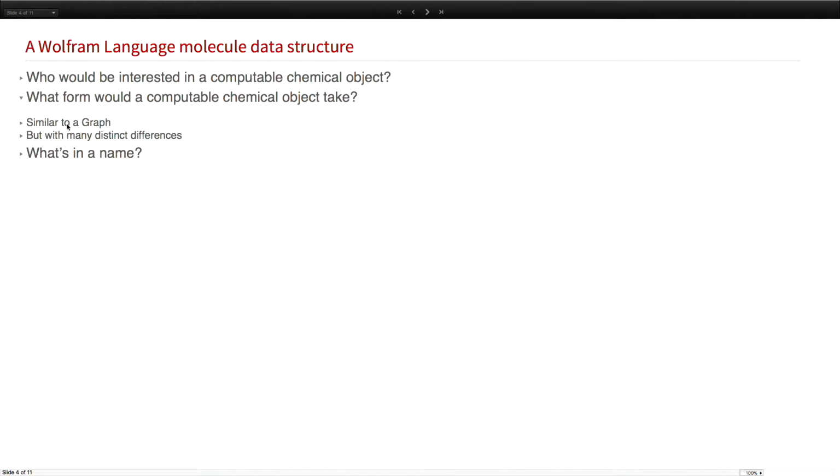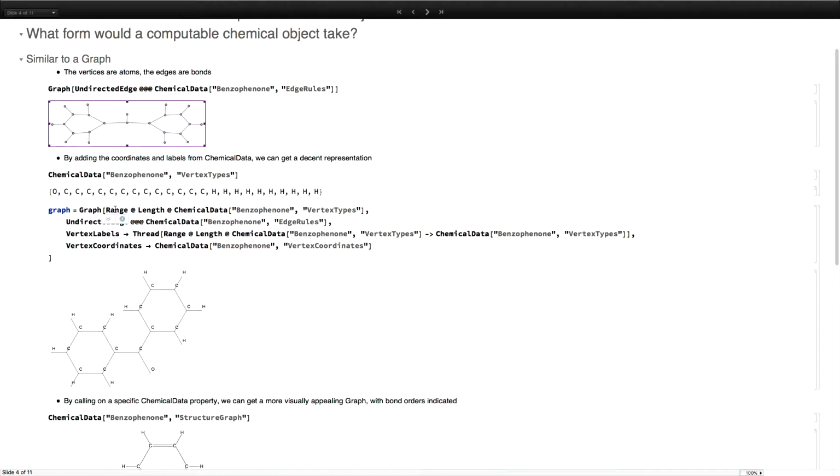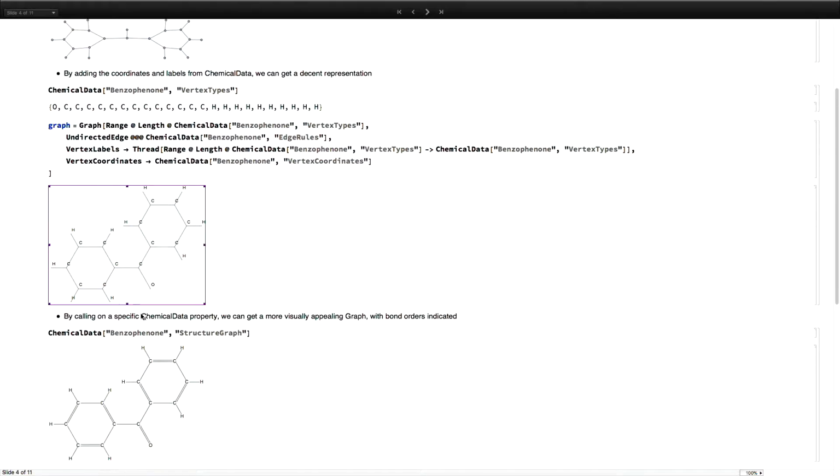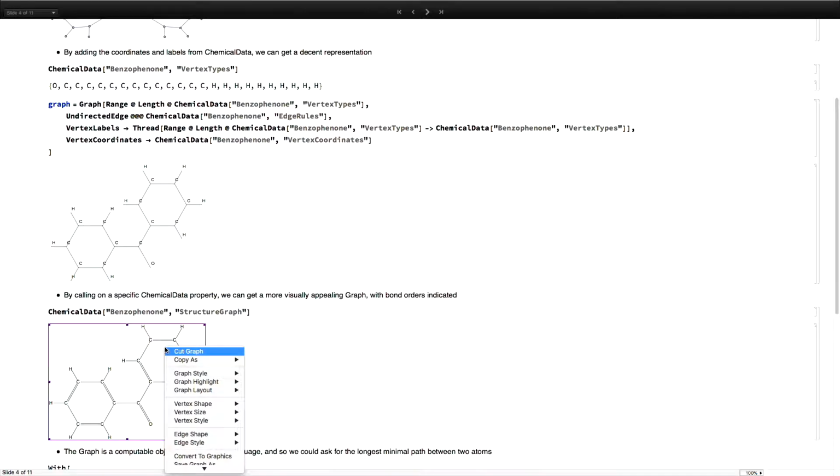What form would it take? It would be similar to a graph, because like a graph, the atoms are vertices and the bonds are edges. We can use the graph capabilities in Mathematica to do computations, although it's kind of roundabout. So we can make a graph here out of benzophenone. From a chemical standpoint it doesn't look very good, but we could grab information from chemical data and make the layout of the graph look better. You could even ask chemical data specifically for a structure graph, and this gives you a graph. So this is a computable object.